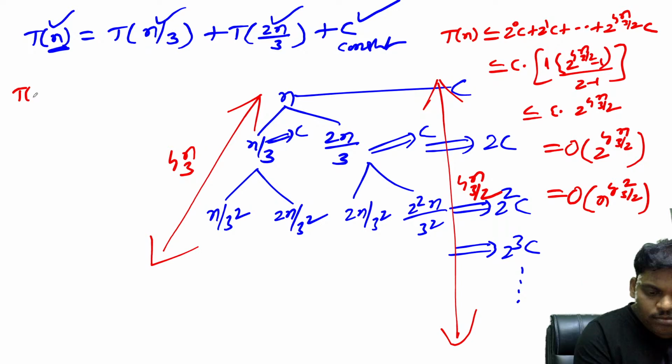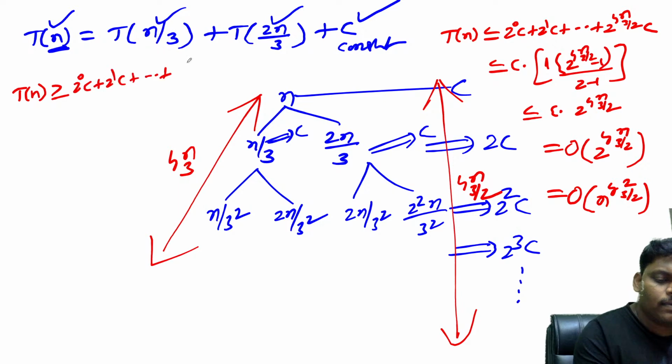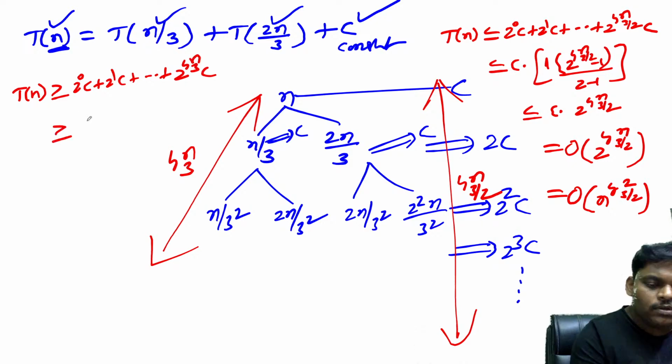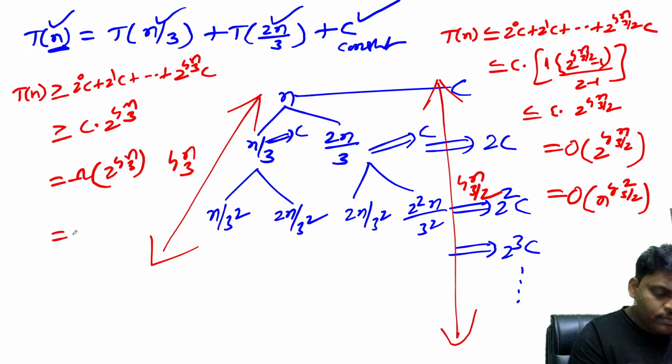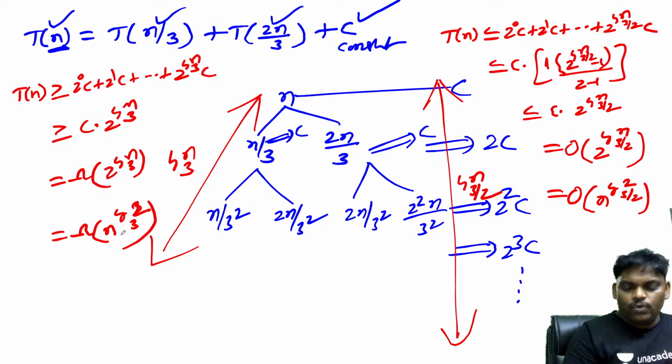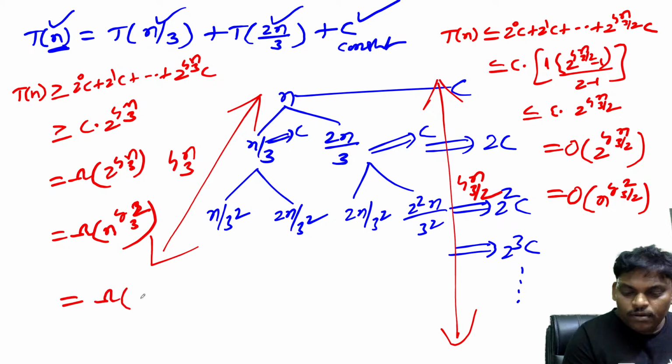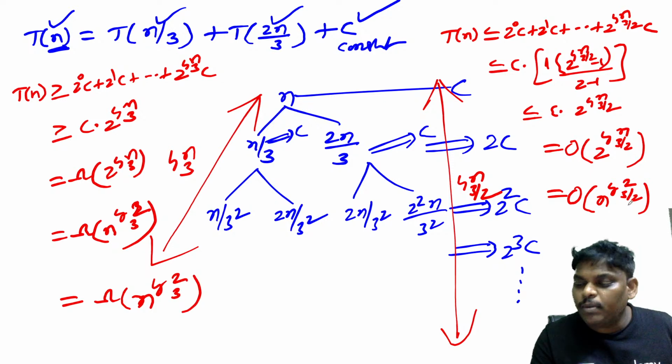Let's see the lower bound. T(n) is greater than or equal to the same series 2^0 C, 2^1 C, and so on, up to 2^(log n base 3), C. So this is C times 2^(log n base 3), which is omega of 2^(log n base 3), which is omega of n^(log 2 base 3). So the lower bound is n^(log 2 base 3), and the upper bound is n^(log 2 base 3/2).